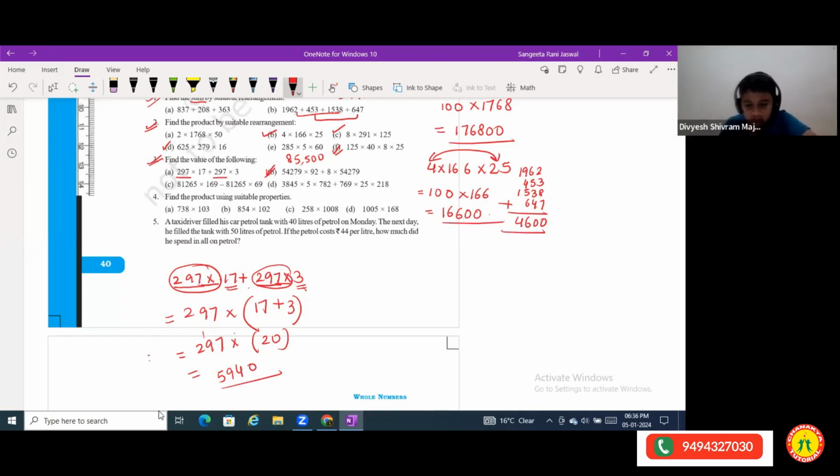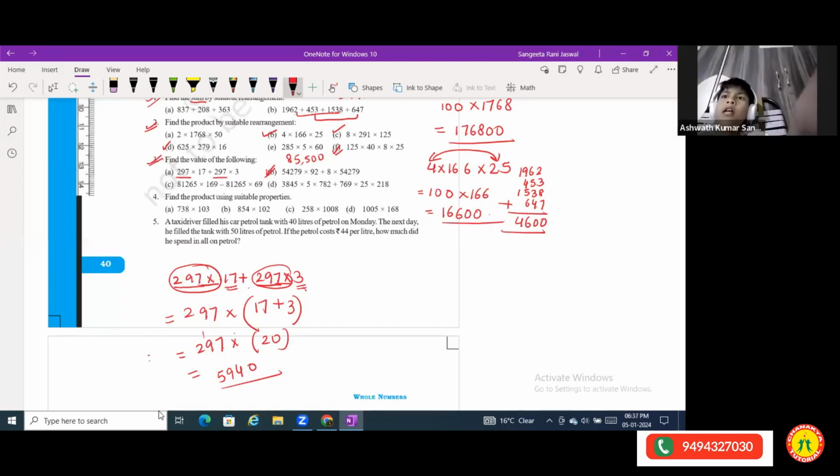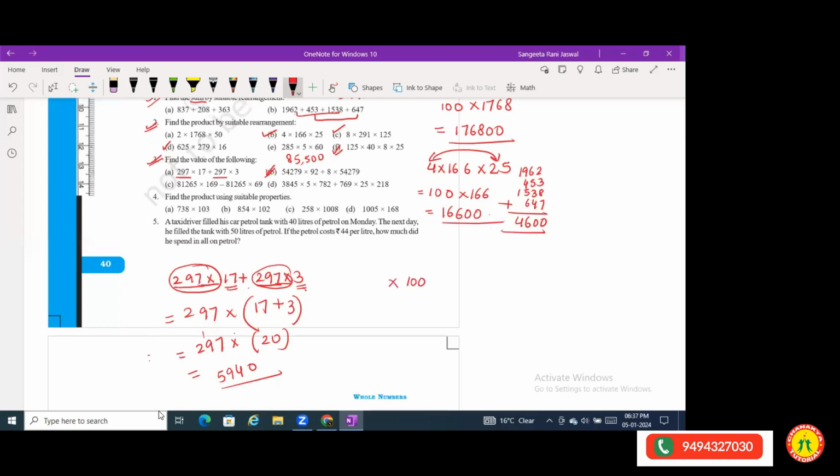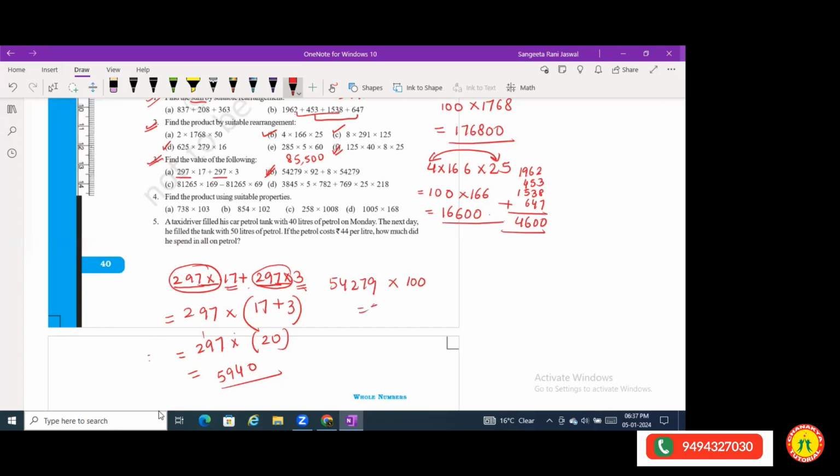Yes, Ashwath, tell me the answer of this. See, here this bigger number is common. We should add 92 plus 8, which is equal to 100, into 54,279. Very good. When you multiply this, you get 54279 and then two zeros. Okay, 54 lakh 27,900. Great, I hope you have understood now.